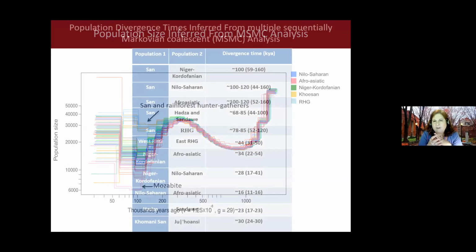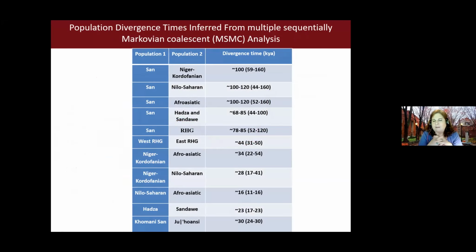We can also use this approach to infer times of population divergence. In this particular analysis, the San diverged earliest from other groups, could have been somewhere on the order of 160,000 years, but certainly greater than 100,000 years ago. We see divergence from some of the other hunter-gatherer groups somewhere between roughly 70 to 85,000 years ago.